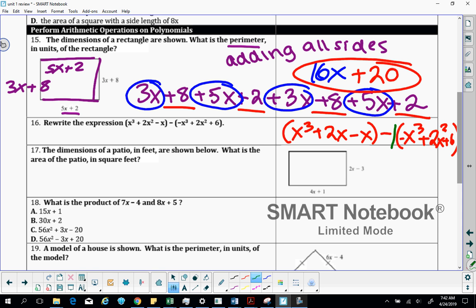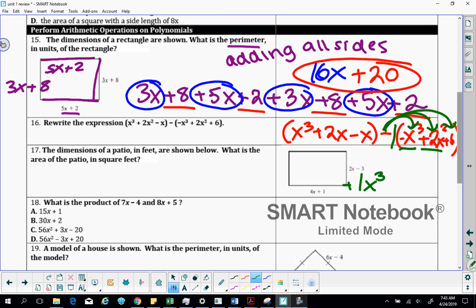Remember this? If you didn't remember, write that down. It's not going to pop in your head all of a sudden. So if you don't remember that, write it down. We put that invisible one. What does that do to all three of these signs? It changes it. It flips it. So this is going to change to a what? Positive 1x to the third.